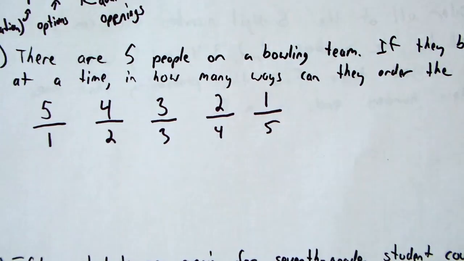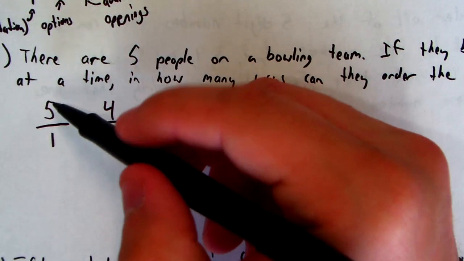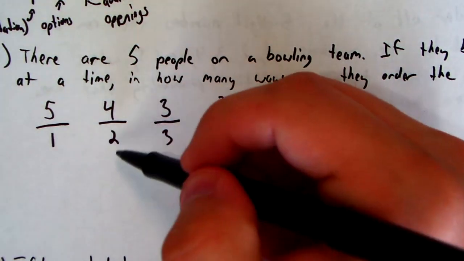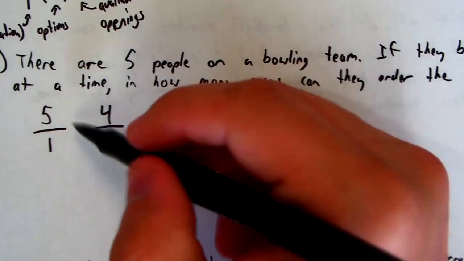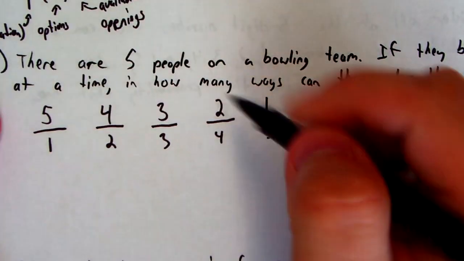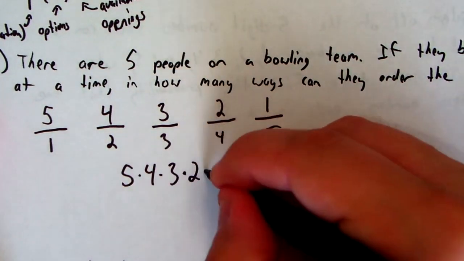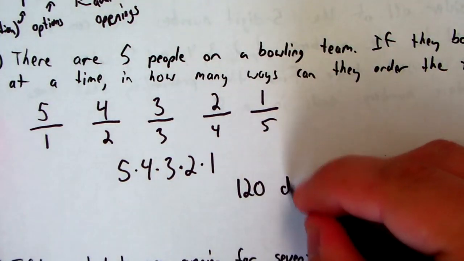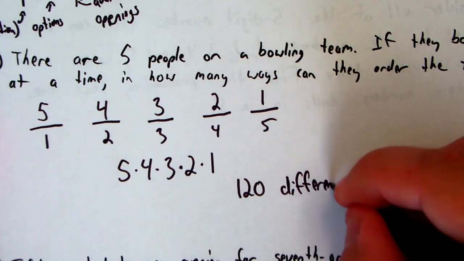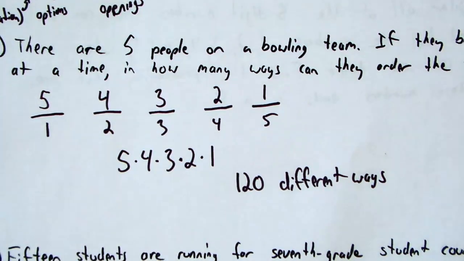Now, to figure out the number of ways, we use the fundamental counting principle that we just talked about. You have 5 options, and then 4, and then 3, and then 2, and then 1. So we multiply those together: 5 times 4 times 3 times 2 times 1. If you multiply all those numbers together, you get 120 different ways to set up the team.